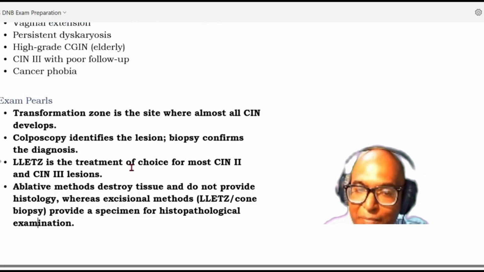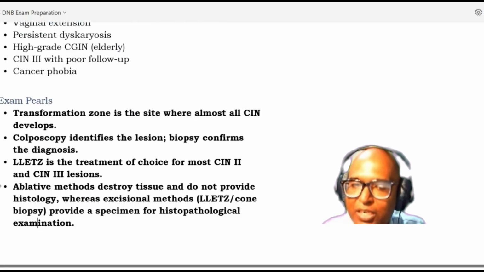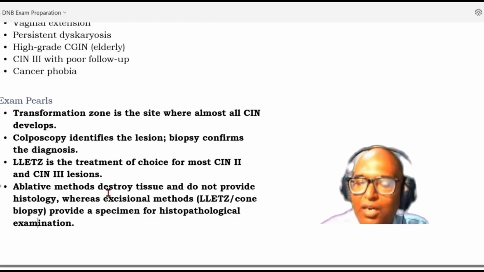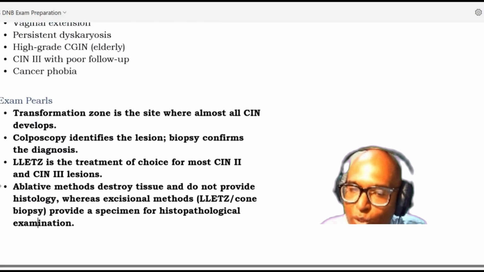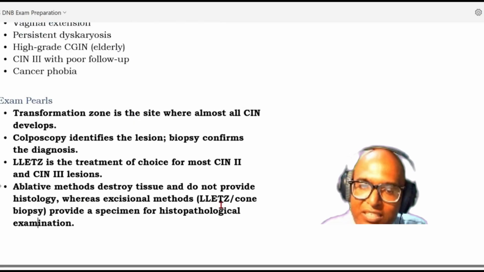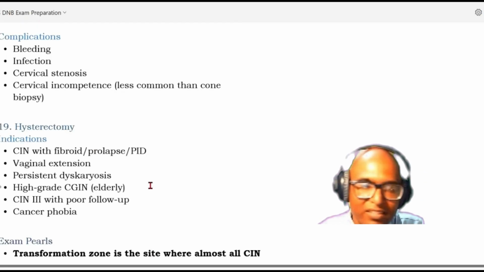That is why there are prerequisites when you are selecting the ablative methods. You have to be very sure that you are able to see the lesion completely. You are able to see the squamocolumnar junction, transformation zone completely, and there is no discrepancy in the cytology, biopsy, colposcopy. All are matching. Then only you go for ablative method. And the advantage with excisional methods is that they provide you the tissue. Okay, so that finishes today's topic of CIN. Thank you.